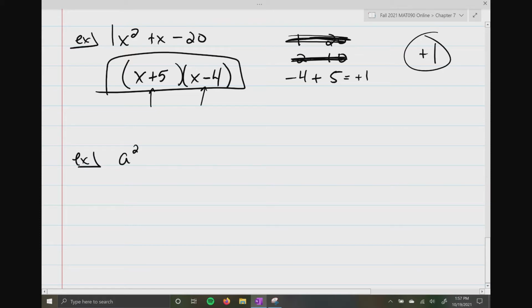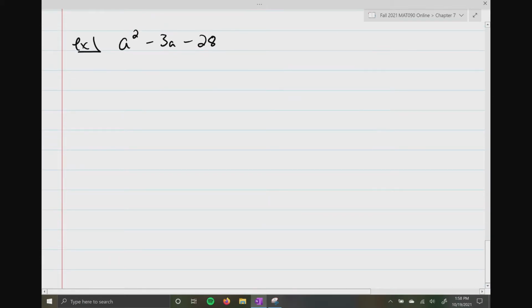Let's try a to the second minus 3a minus 28. Okay? So it fits our mold. Trinomial with a 1 out front in front of the squared term. Now, I'm going to write the multiplication of two binomials. I put an A and an A.